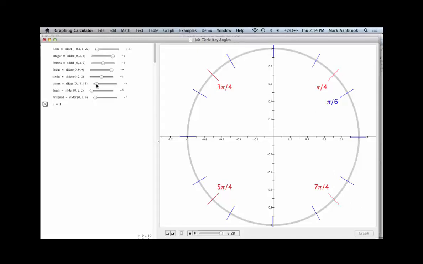Okay, so now all you have to know is if you break it up into 12 equal pieces, then all you have to do is count. You just count pi over 6s. So there's 1 pi over 6. Here we go, ready? 2, 3, 4, 5, 6, 7, 8, 9, 10, 11, 12.